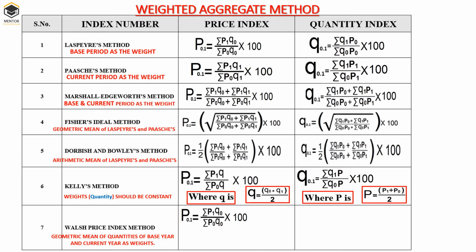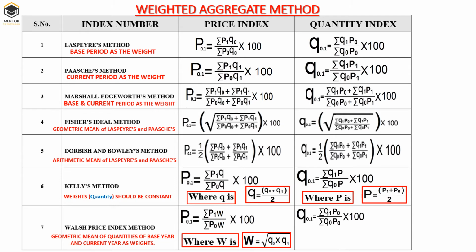Let's see. So we have the same Laspeyres formula. In this we are having Q0, and in the denominator we will be having W. So what is this W? This W is equal to the square root of Q0 into Q1. So we are going to find the geometric mean of the weights of our quantity. So Q0 into Q1, we find the geometric mean, that is called a weight, which is given to the denominator of the formula.